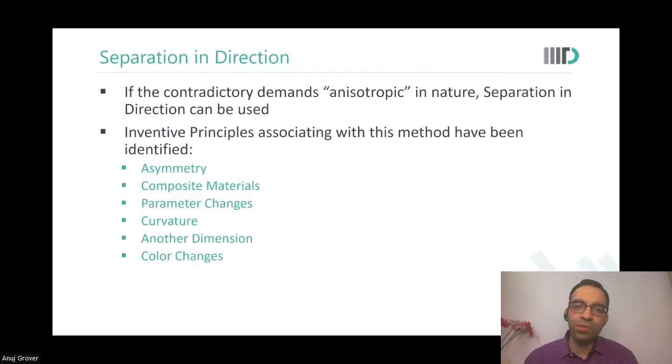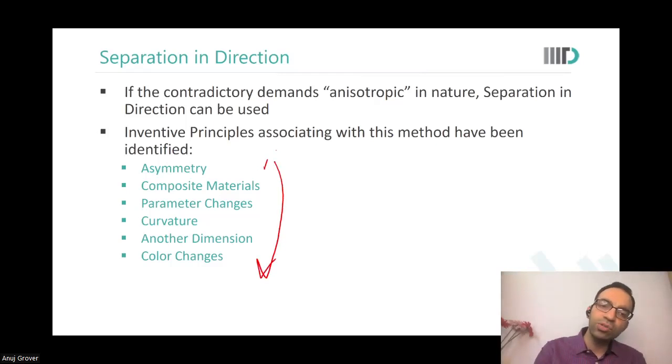Okay. So then separation and direction. If the contradictory demands are anisotropic in nature, that is, in one direction you want one behavior, in another direction you want another behavior, then you can use these principles to solve the problem: asymmetry, curvature, parameter changes, another dimension, color changes, and so on. You want to look at an example?